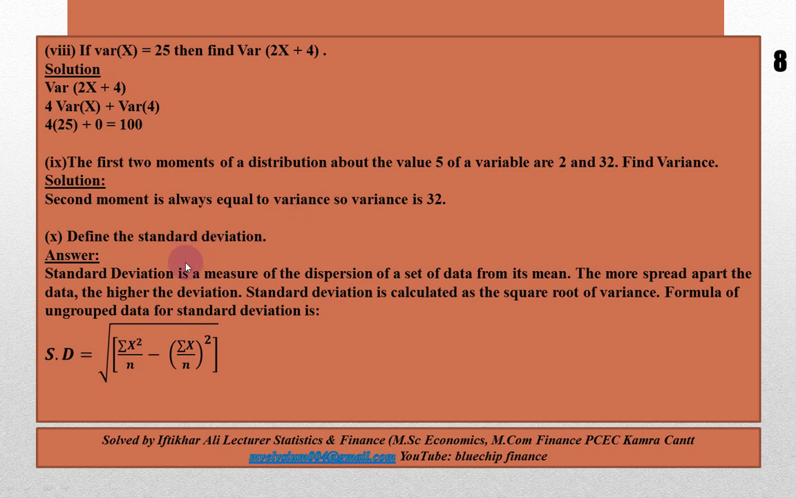Define standard deviation. The answer is given here, and we already discussed the formula for standard deviation in the previous question, question number 7. Standard deviation is a measure of the dispersion of a set of data from its mean. The more spread apart the data, the higher the deviation. Standard deviation is a relative measure of dispersion, and it is calculated as the square root of variance. The formula is given here.